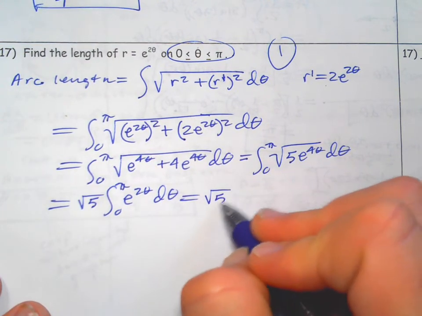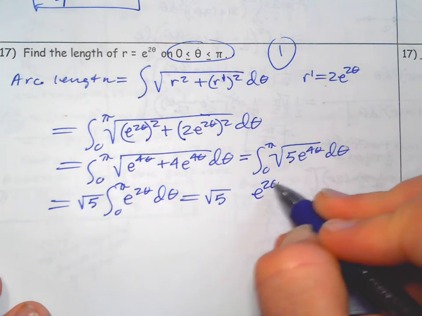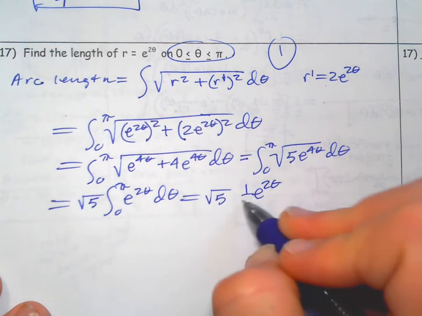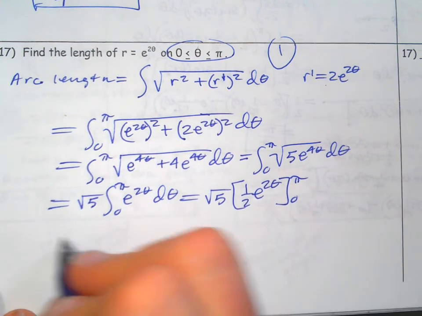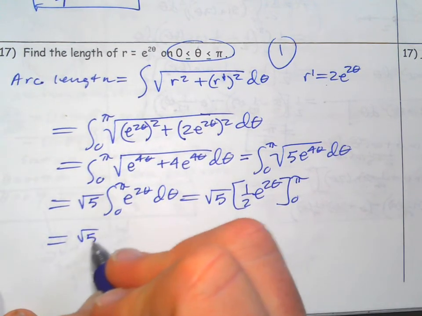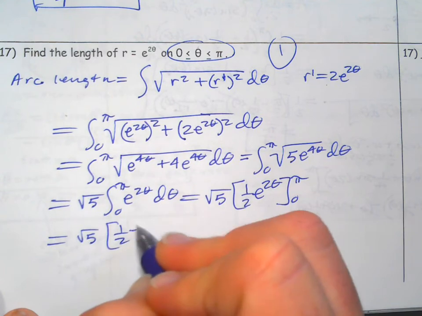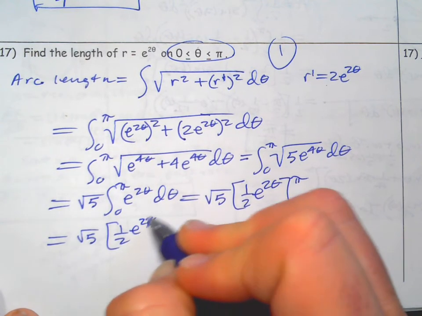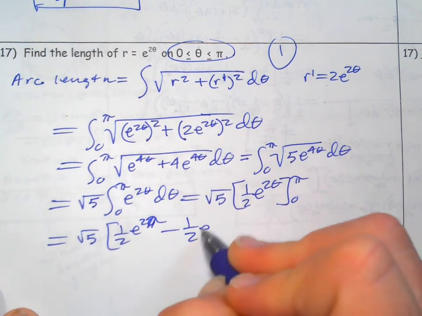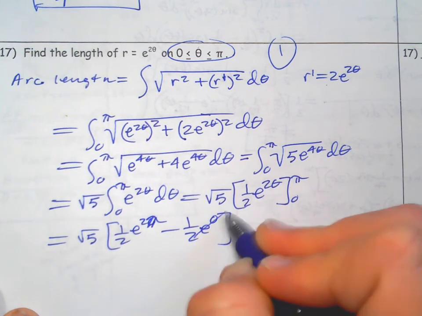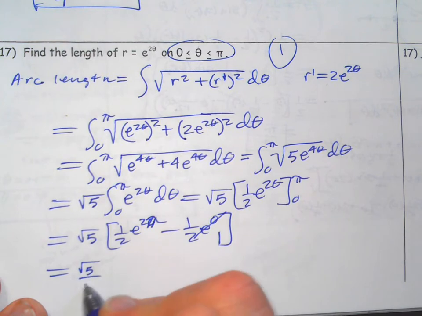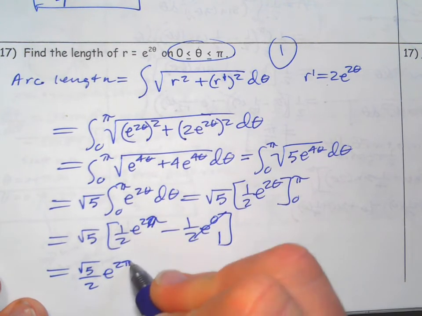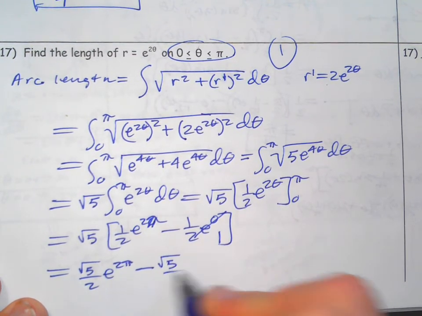So then when you integrate it, it's going to be e to the 2 theta, but an extra 2 is going to pop out. So we need a 1/2 to counter the chain rule. So we get root 5, 1/2 e to the 2 pi minus 1/2 e to the 0, which is 1. So it's going to be root 5 over 2 e to the 2 pi minus root 5 over 2.